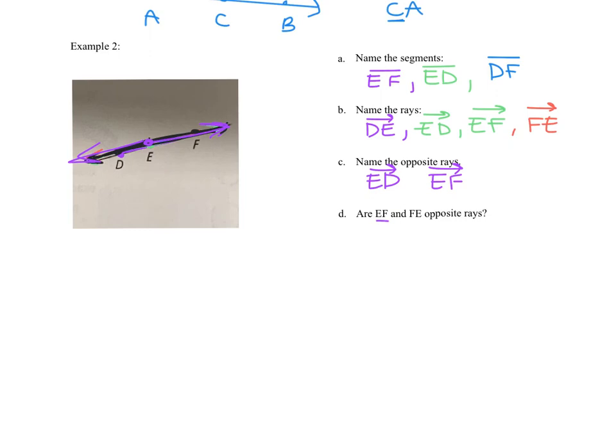Then notice what it asks. Are EF and FE opposite rays? Well, EF is this, FE is that. They don't share an endpoint. They have some overlap here, which you can't have. They have to go in opposite directions. So we would say no. They don't share an endpoint would be reason enough.